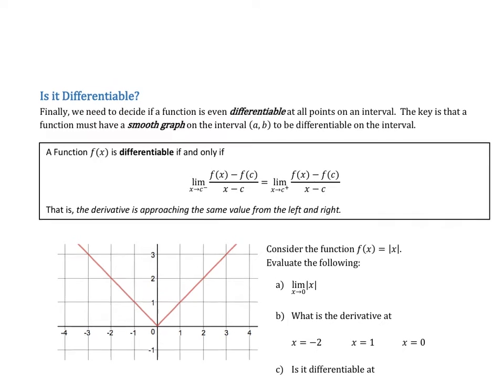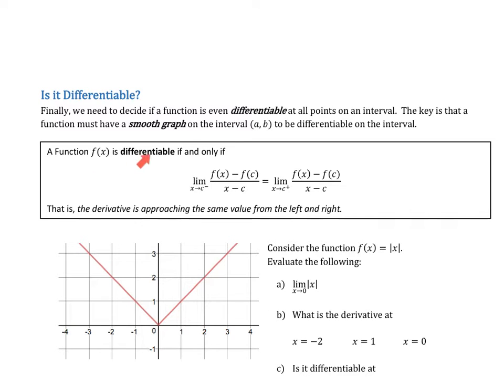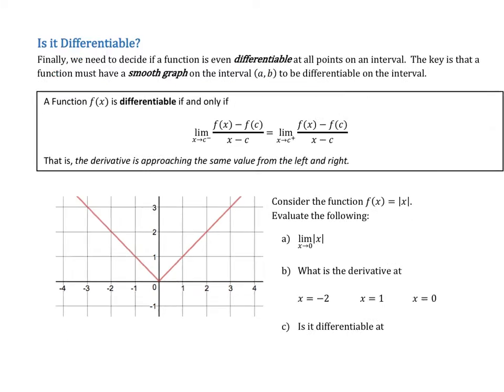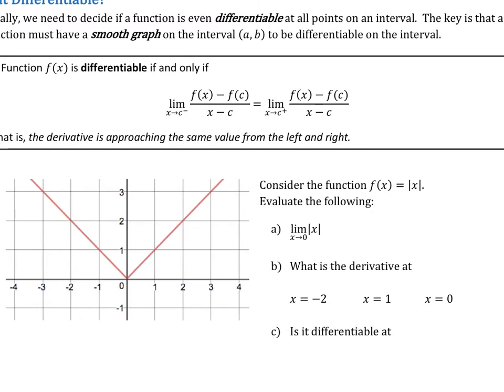So here's the official definition. A function is differentiable if and only if the limit as x goes to c from the left of the secant value is equal to the limit of this slope coming from the right. Okay, so the derivative is approaching the same value. The slope is the same coming from the left and the right. That's the idea.